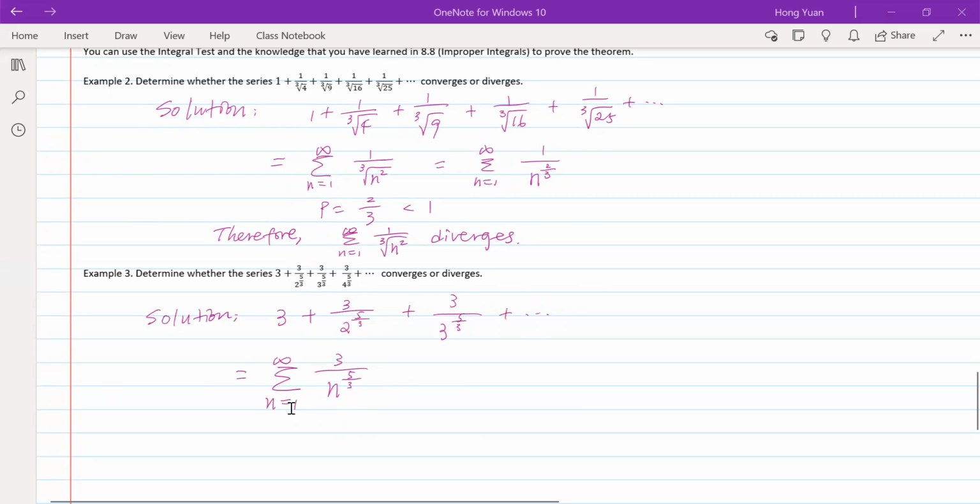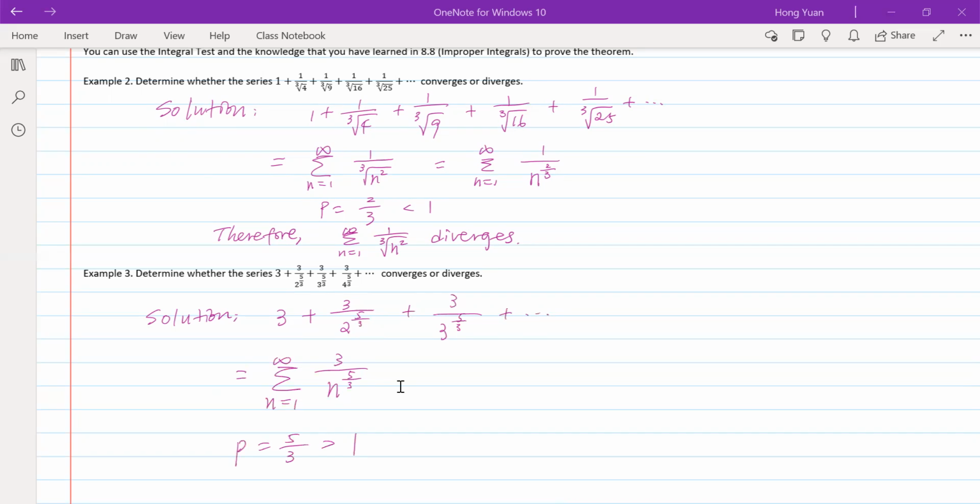Double check. When n equals 1, the denominator is 1, so the first term is 3. When n equals 2, the denominator 2 to the 5/3 power is correct. The third term has denominator 3 to the 5/3 power. The fourth term is 4 to the 5/3 power, right? Okay, so now how much is p? p equals 5 over 3, which is greater than 1.